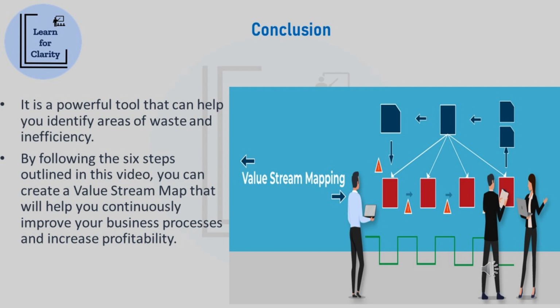In conclusion, value stream mapping is a powerful tool that can help you identify areas of waste and inefficiency in your business processes and improve the flow of materials, information, and activities required to produce a product or service. By following the 6 steps outlined in this video, you can create a value stream map that will help you continuously improve your business processes and increase profitability.